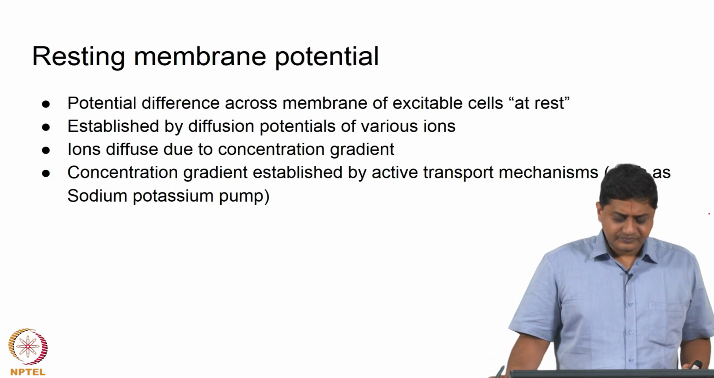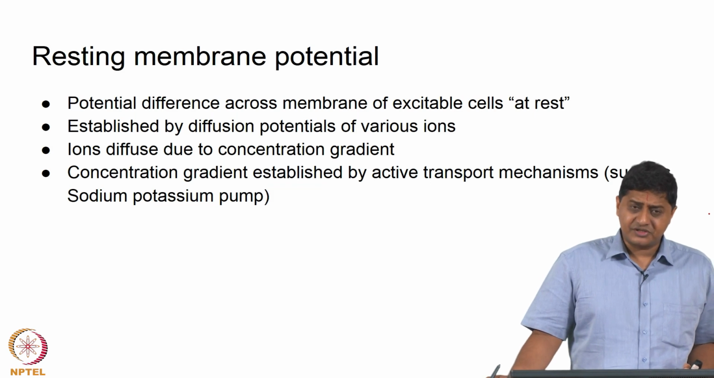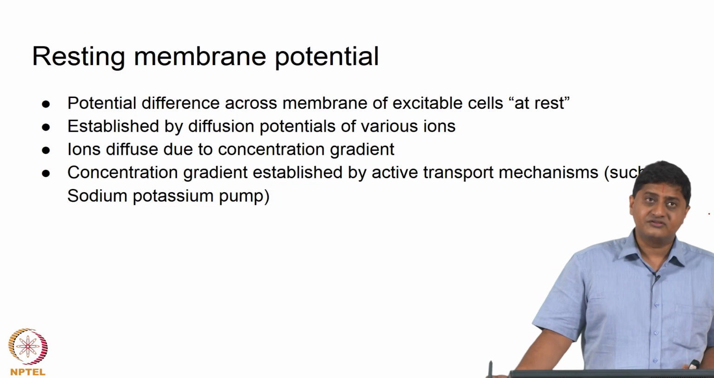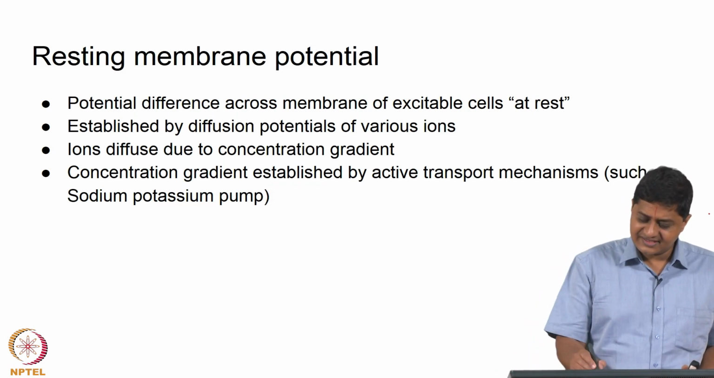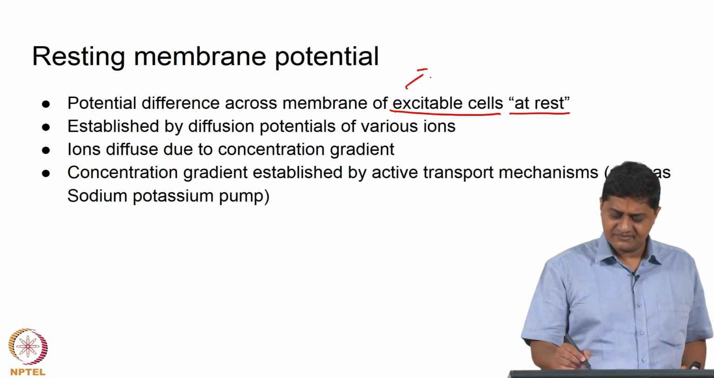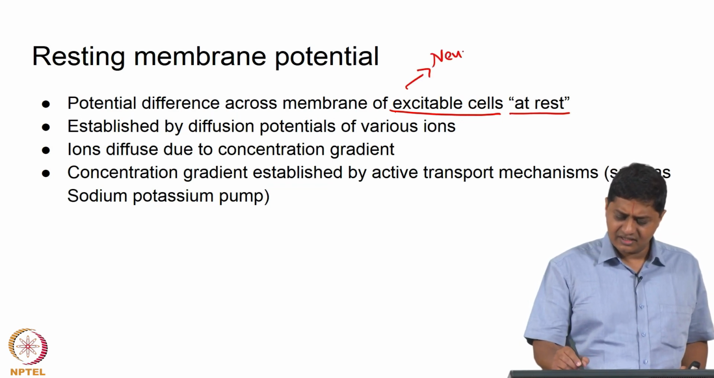So, we defined resting membrane potential. Resting membrane potential is the potential across the membrane of excitable cells at rest. So, what are these excitable cells? We have defined this earlier. These are neurons and muscle cells or muscle fibers.